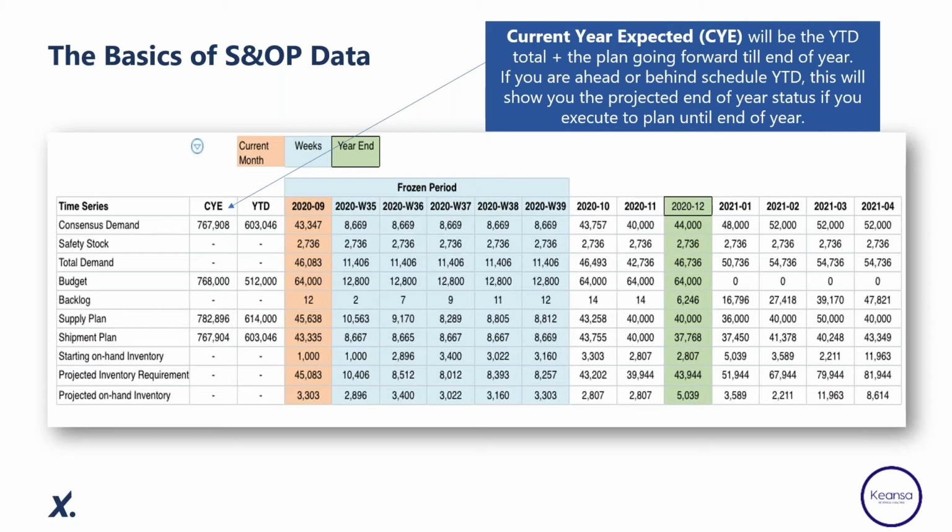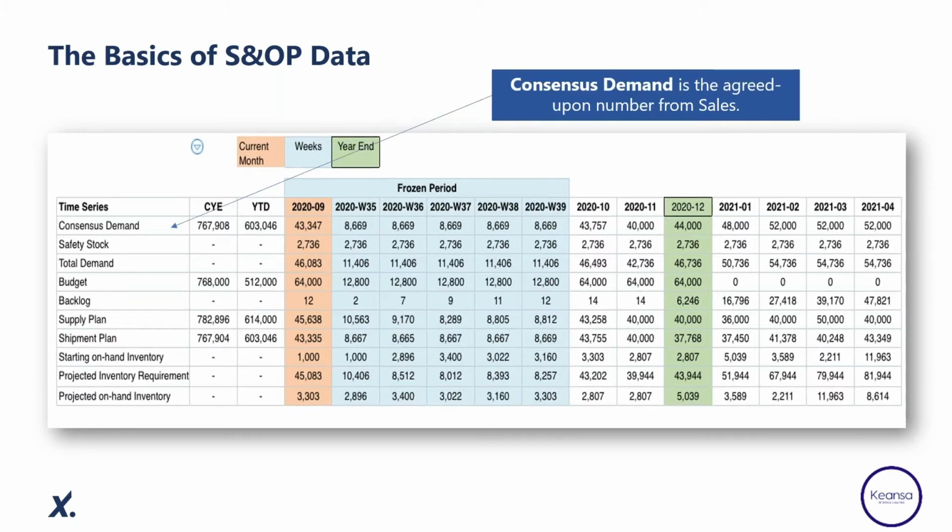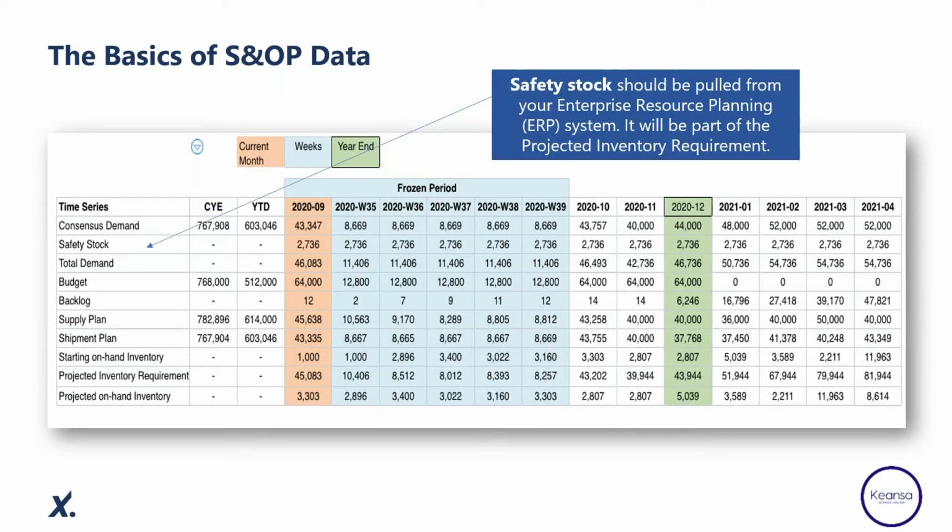The consensus demand is the agreed upon number from sales. We've got a safety stock that usually comes from your enterprise resource planning system, and the safety stock is set at a level that protects you against unexpected fluctuations in demand.